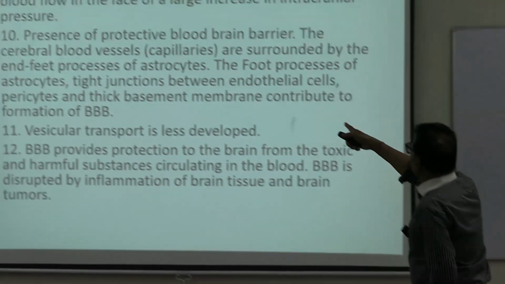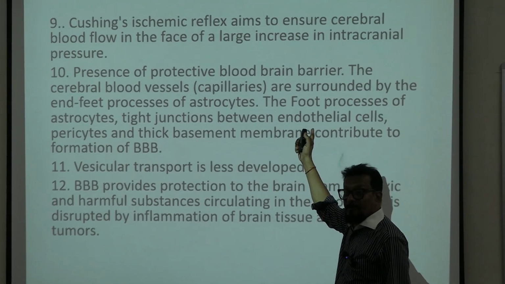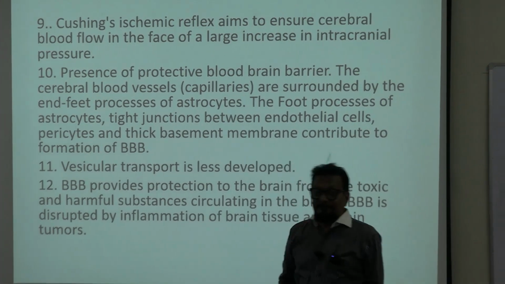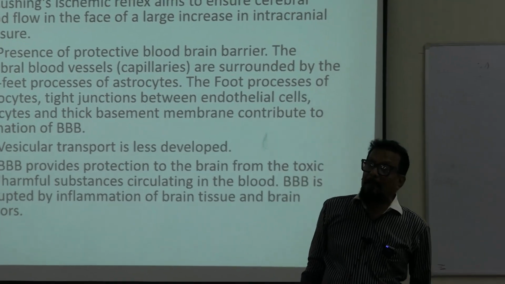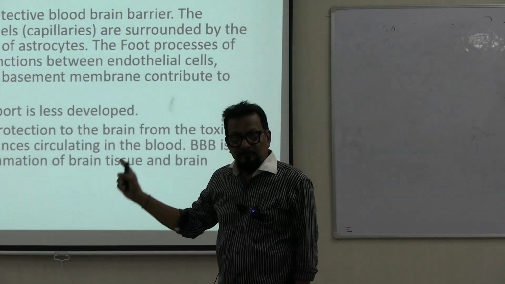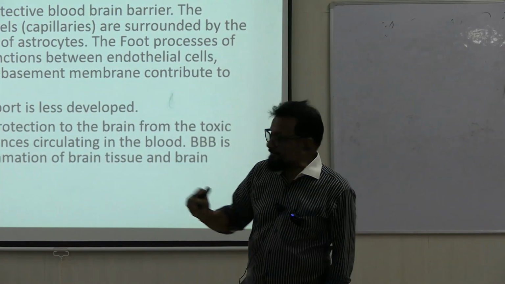Okay. So this is another important characteristic of cerebral circulation. And number 10 point, that is the presence of the blood-brain barrier. What is the blood-brain barrier? I have already discussed. This is a protective thing; in other areas you won't find this.